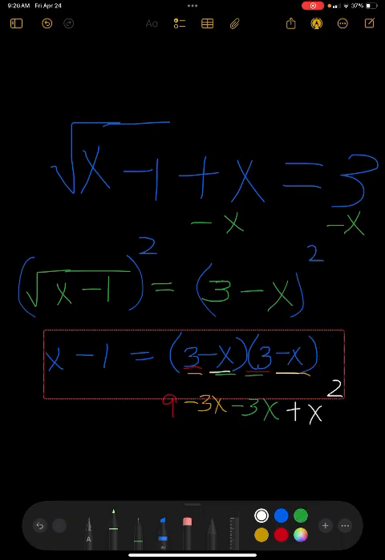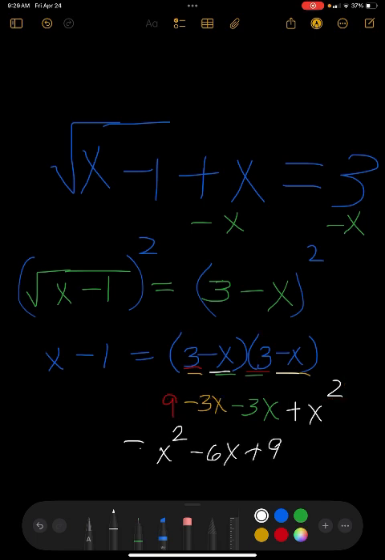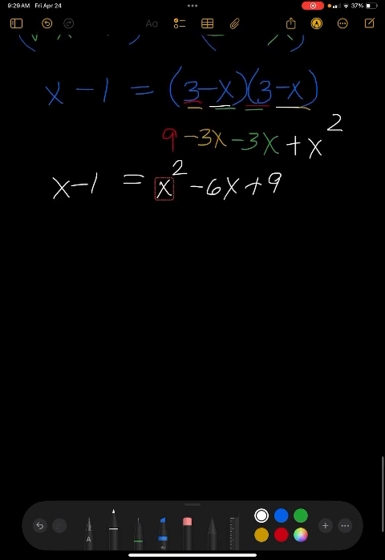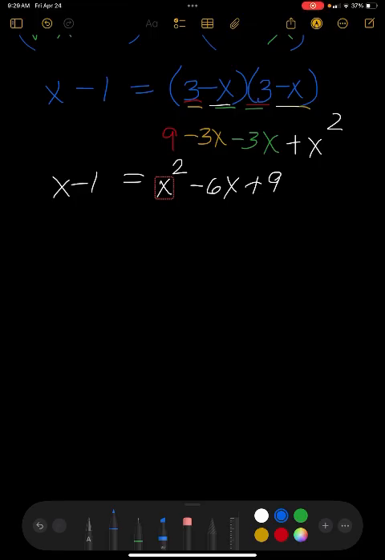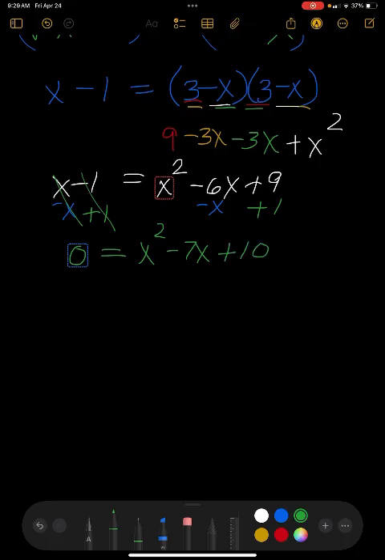So cleaning this up, writing it in the right order, we have x squared minus 6x plus 9 equals x minus 1. And the way we solve these is we try to get 0 on one side and everything else on the other side. So let's take away x and let's add 1. So we get 0 equals x squared minus 7x plus 10. All right, that was a lot of work. But do you see how that original equation that looked like a radical is actually a quadratic here?